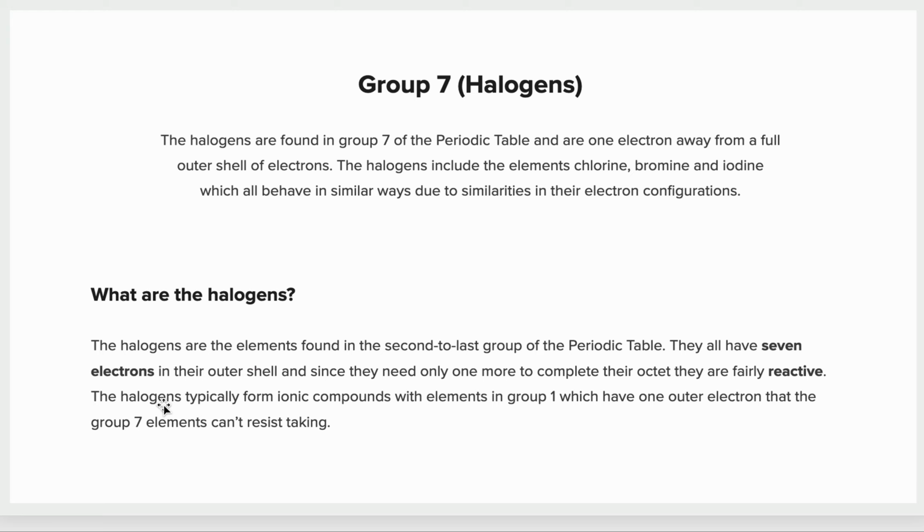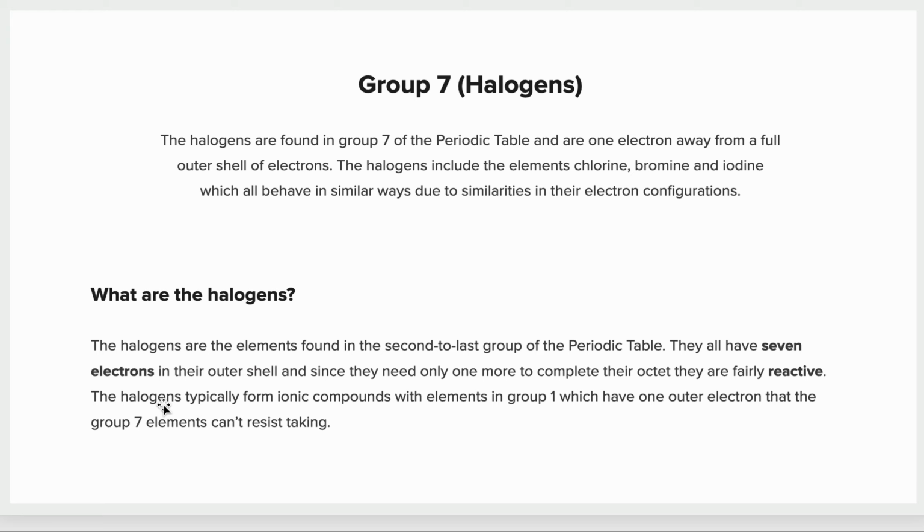Now let's take a look at another interesting group of non-metals, which is the halogens. It's group 7 or group 17 in the periodic table. All of these elements have 7 valence electrons, and they are considered to be the most reactive group of non-metals. In this case, the halogens are elements found in the second to last group on the periodic table, and they are very reactive and they tend to form ionic compounds.